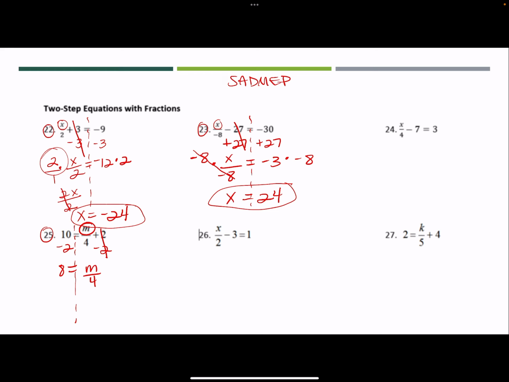And so m over 4 means m divided by 4. I need to get rid of that dividing by 4. I'm going to multiply by 4 on both sides. Dividing by 4 and multiplying by 4 cancel each other out. So m is equal to 4 times 8, 32.